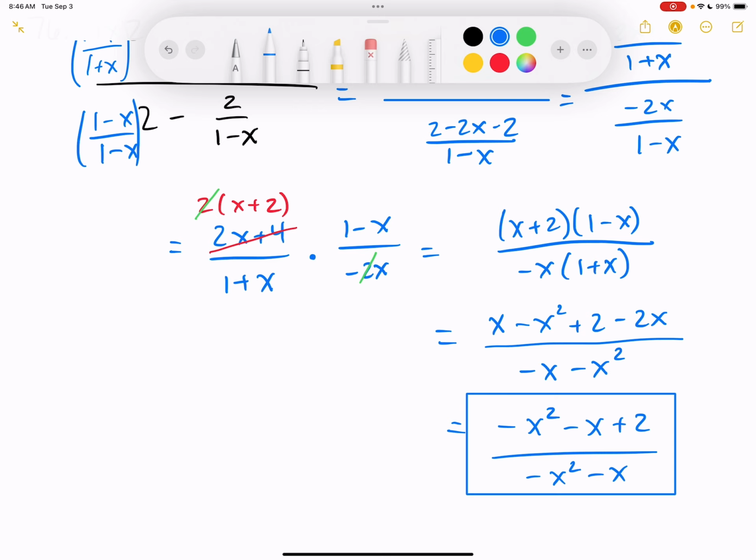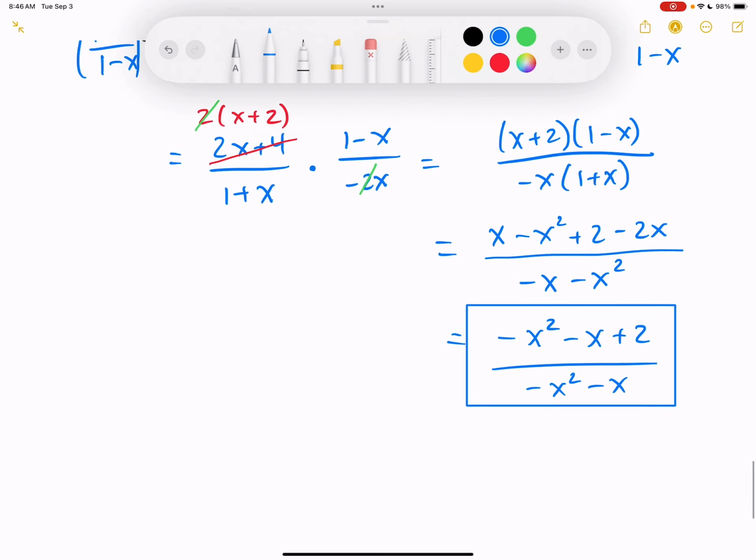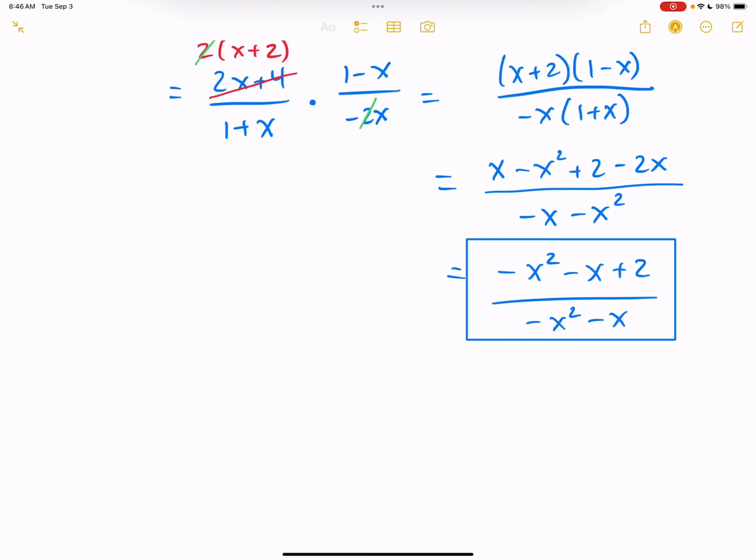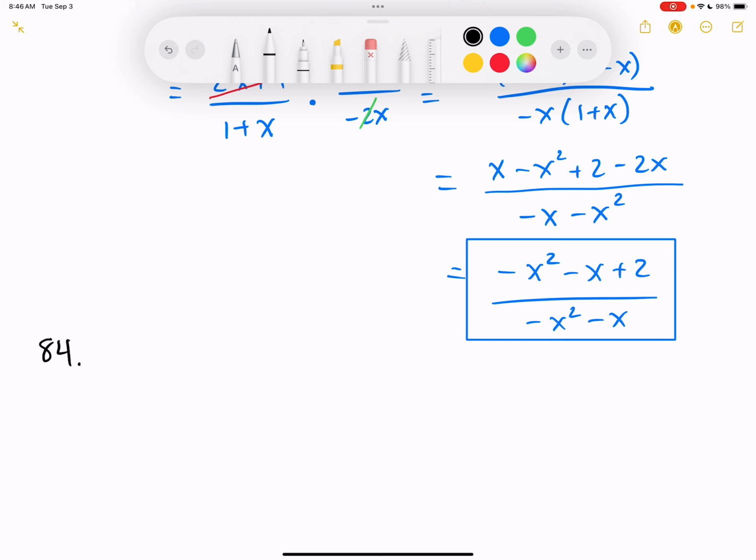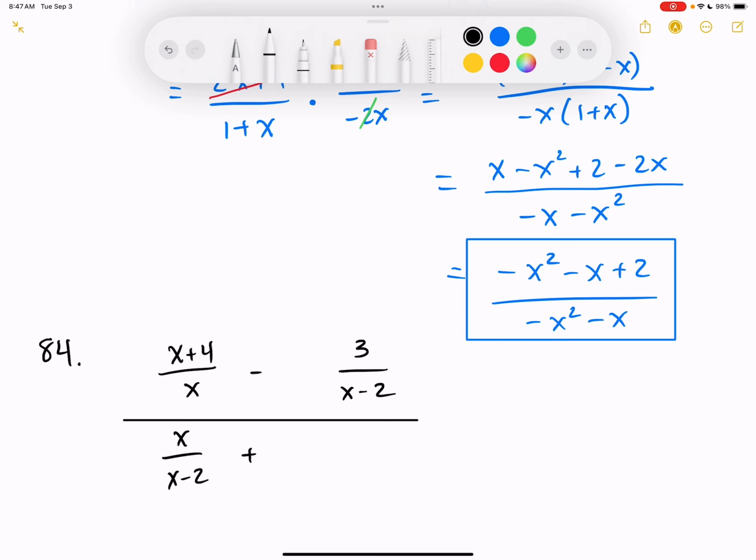All right, one more, and then we will be done. Number 84. This one's a little crazy. I'm going to warn you ahead of time. x plus 4 over x minus 3 over x minus 2, all over x over x minus 2 plus 1 over x.